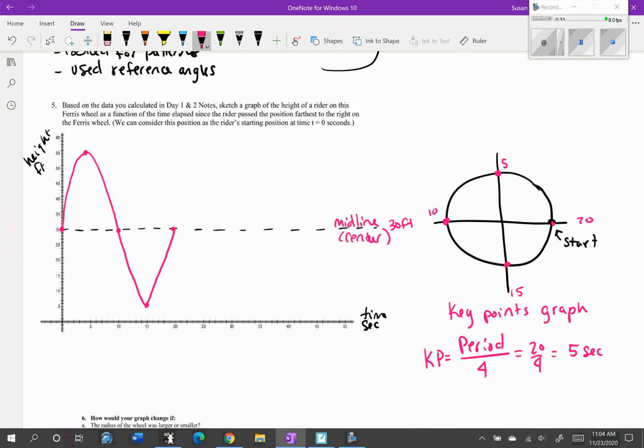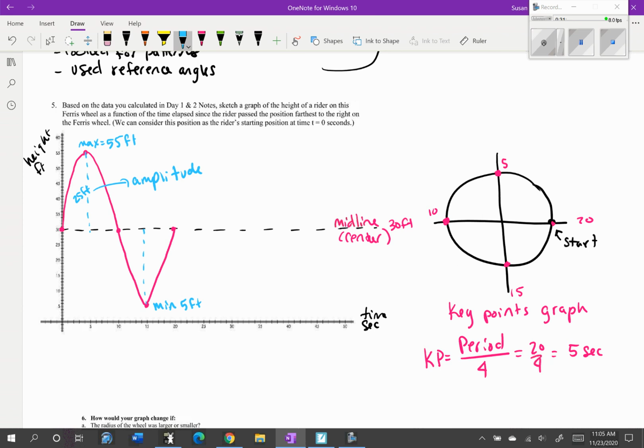And notice that the distance from the midline to the maximum, because remember this is the maximum, which is at 55 feet, and the midline to the minimum, which is at 5 feet, is the same distance. So that is 25 feet, and that's what we call the amplitude, because our graph, notice, goes back and forth between this midline. So the amplitude is how high your graph is going to go.